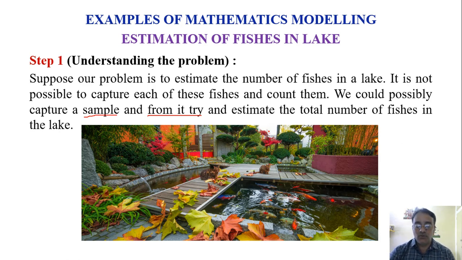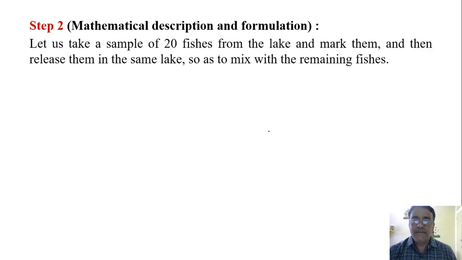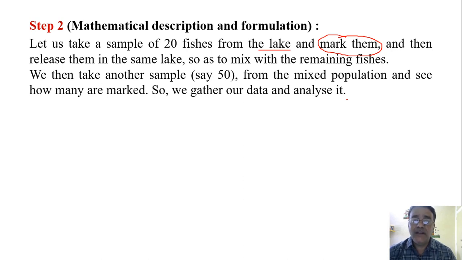Now we are going to move toward step number 2. In step number 1, we understood the problem, what we have to do. Now in step number 2, we will take a sample of some 20 fishes from the lake and mark all the 20 fishes, and then release them in the same lake so as to mix with the remaining fishes. We then take another sample, say 50 fishes from the mixed population, and see how many are marked. So we gather our data and analyze it. This is the second step.